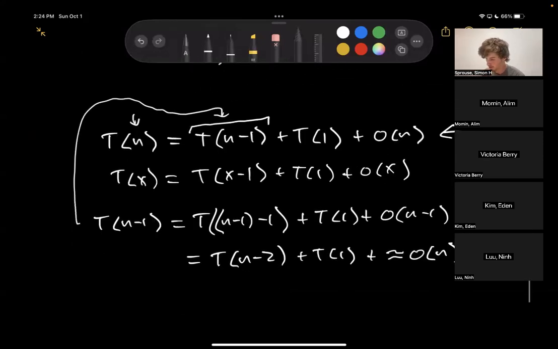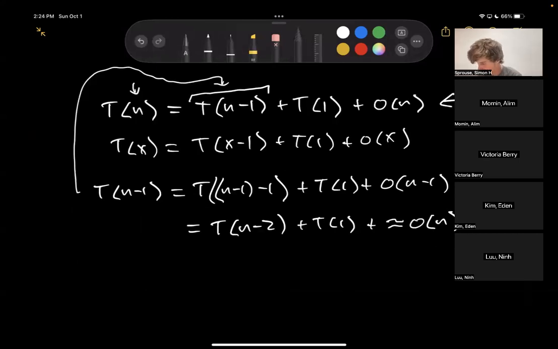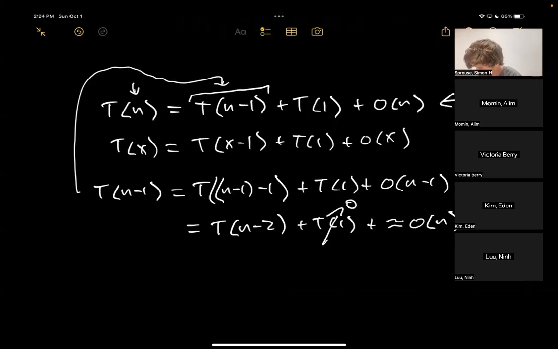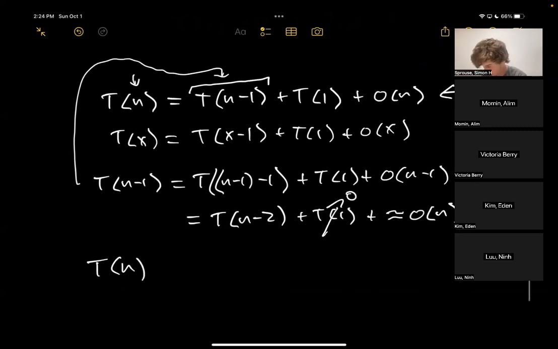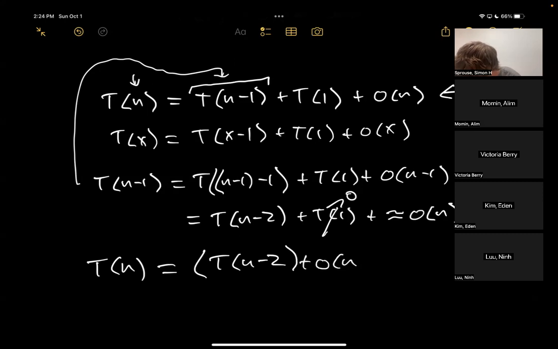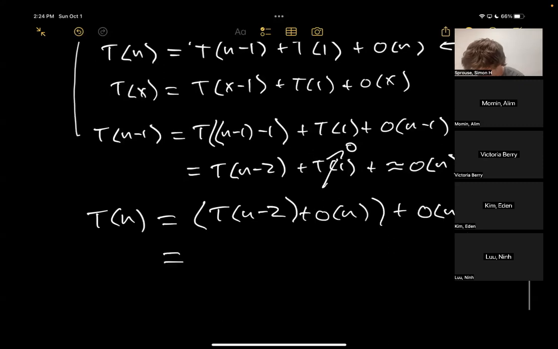Okay, so where were we? We can assume that this is 0. So let's rewrite everything and make it clean. So T of n, we do the substitution here, is equal to T of n minus 2 plus O of n plus O of n. So that is equal to T of n minus 2 plus 2O of n. Again, I hope I haven't lost anybody. I think this is a fair step that we just took right here.